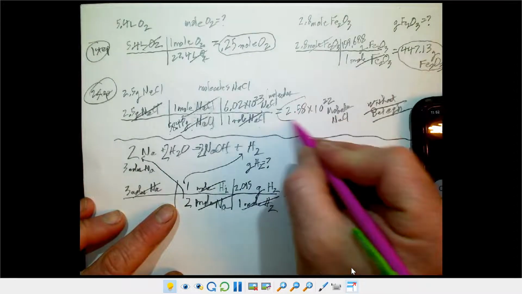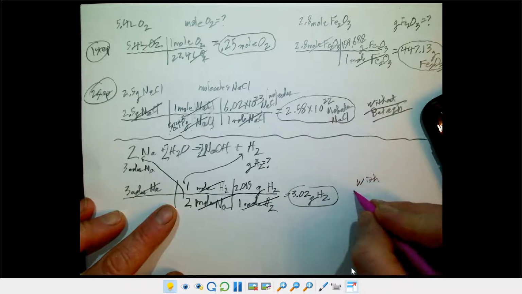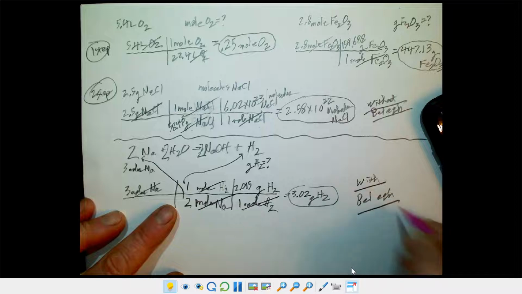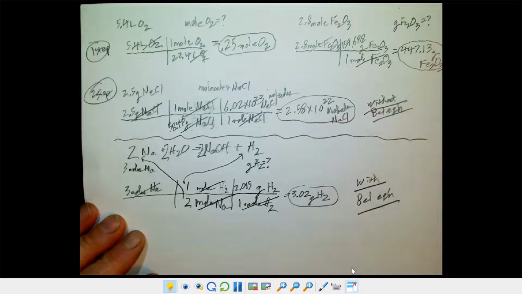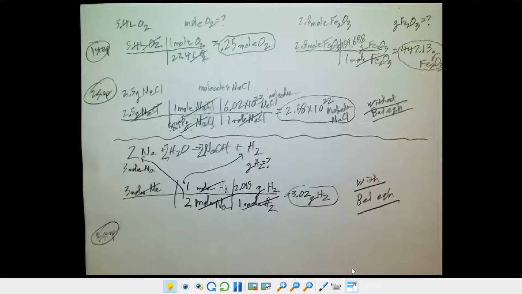All right. So that's how you do it with a balanced equation. What about a 3-step stoichiometry problem? What would you do in that kind of problem? Well, they give you an equation.